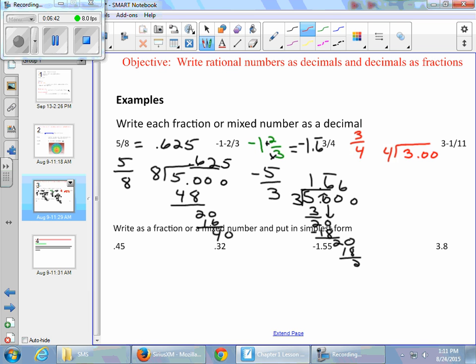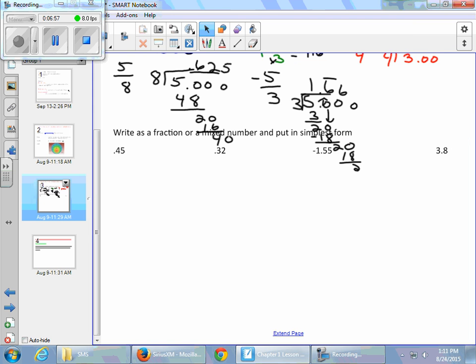as well as our last one. This is 3 1/11. You just got to make that mixed number into an improper fraction, and then divide to get your decimal. Okay, let's take a peek at our bottom ones. We're going to write as a fraction or a mixed number and put into simplest form.